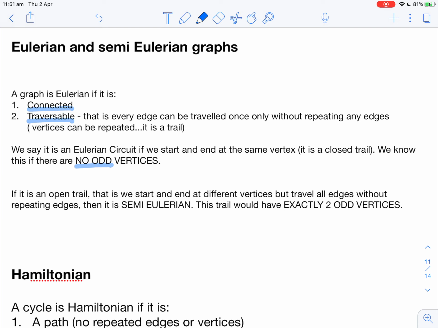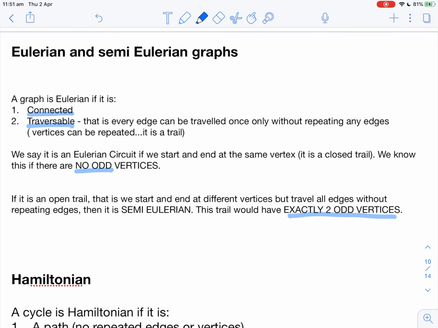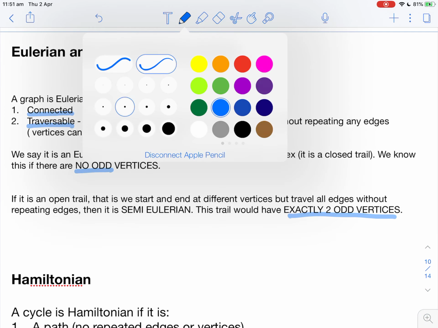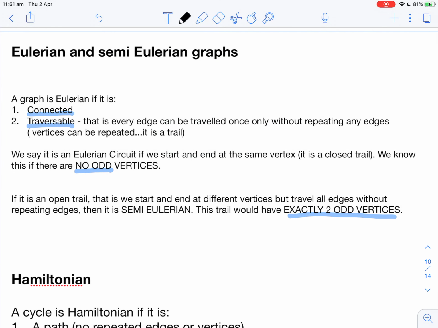Now, if it's an open trail, then we start and end at different points, and in that case, what we would need to be seeing is exactly 2 odd vertices. It won't work with anything else, so we need 0 odd vertices to be completely Eulerian, or exactly 2 odd vertices to be semi-Eulerian. And if that was the case, now I forgot to put that in your notes, so I'm going to add that in there now. If that was the case, then in order to traverse the network, we'd have to start at one of the odd vertices and end at the other one. So I'll add that there.